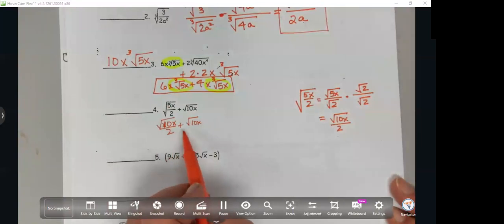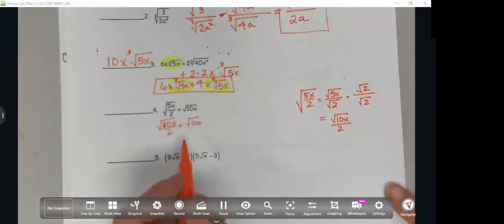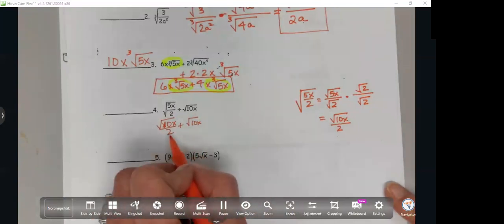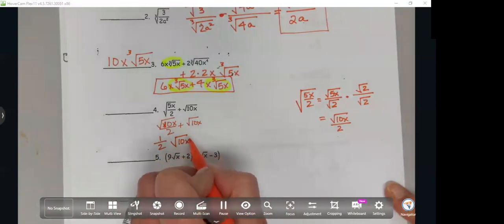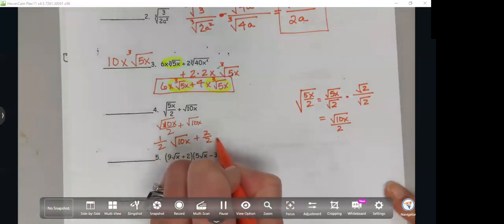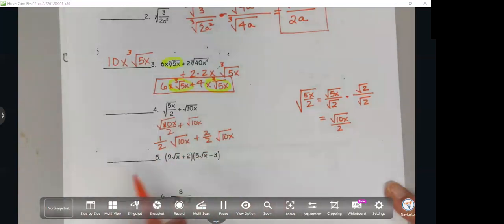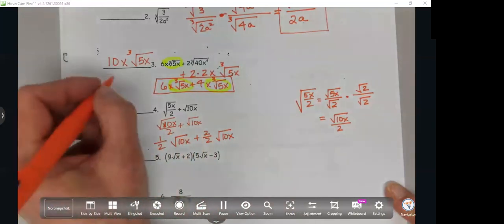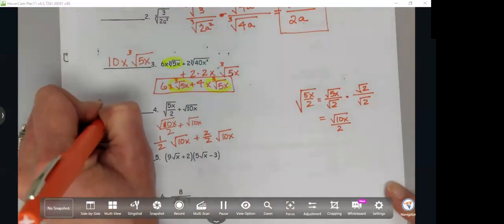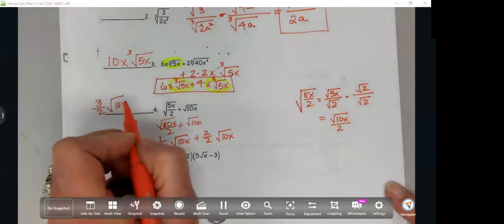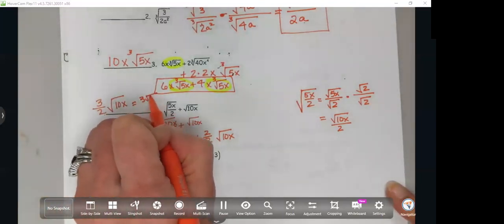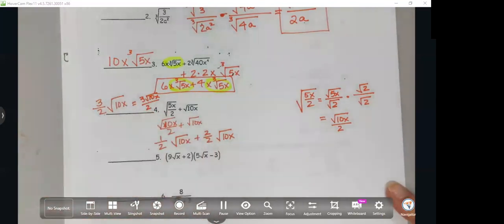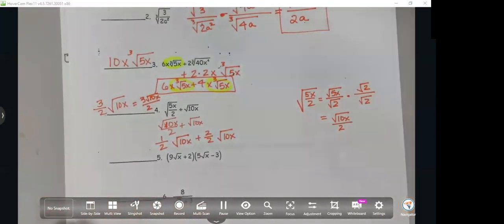Now, keep in mind that my coefficient here is 1/2. This can be rewritten as 1/2 10x, and this can be rewritten as 2/2 10x if you need to see it that way, right? Your coefficient here is 1. I can rewrite 1 as 2/2. Then I add 1 plus 2, and I get 3/2 square root of 10x, or 3 square root of 10x over 2. Both of those would be legitimate answers.